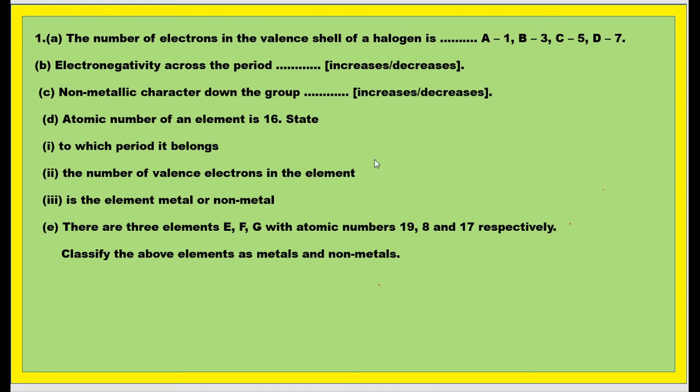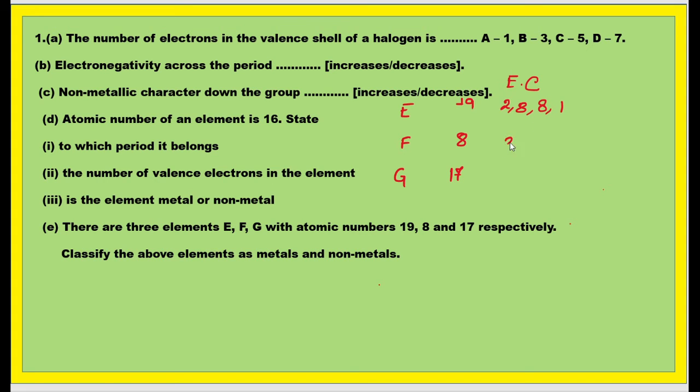Okay, what it says, we have three elements E, F, G, and their respective atomic numbers are 19, 8, 17. You need to classify them as metal or non-metal. So as I said earlier also, whenever atomic numbers are given to you, first and foremost thing is that you need to break down to their electronic configuration. I'm writing electronic configuration as EC, shortcut. But in the exam you need to write the full form.